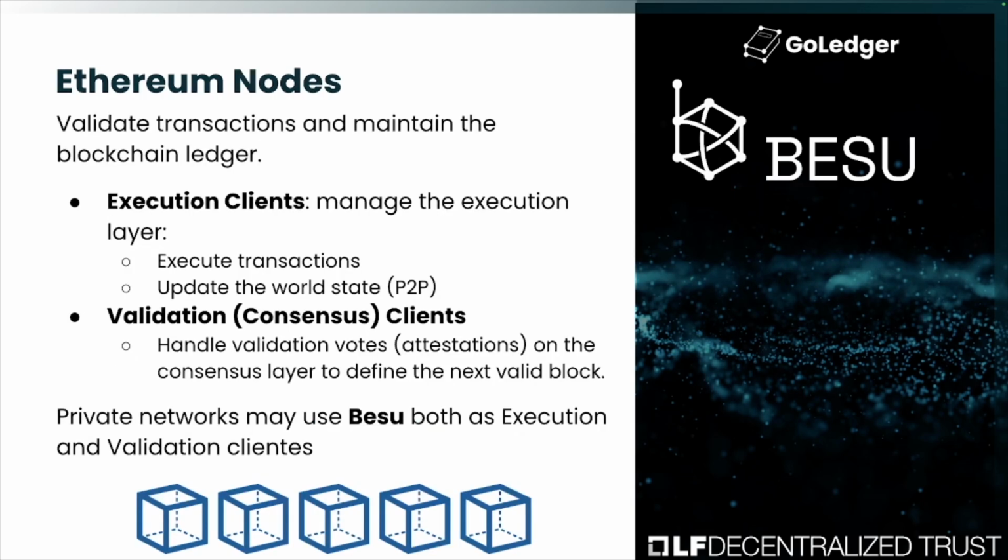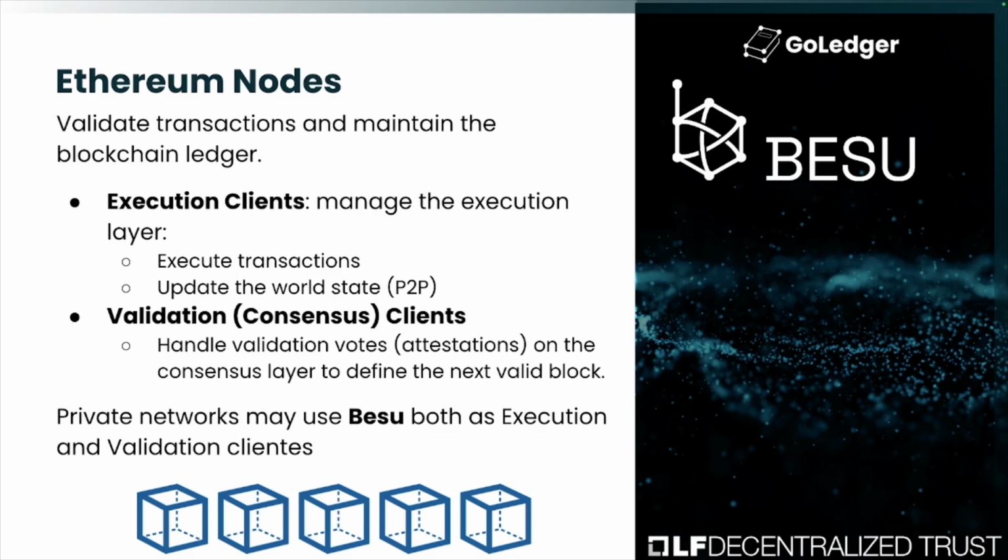Now we are going to talk about the Ethereum nodes that are vital components of the networks, responsible for validating transactions and maintaining the blockchain ledger. From a transaction flow perspective, these nodes are divided in two main categories based on their roles: execution clients and consensus clients. Execution clients manage the execution layer of Ethereum. Their responsibilities include executing transactions, updating the world state, and facilitating communications with other nodes in the peer-to-peer network.